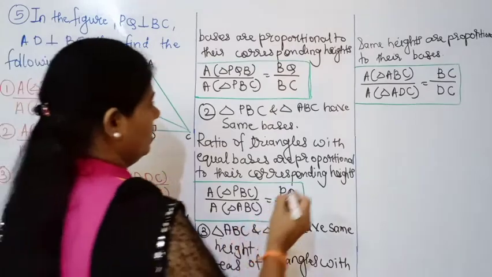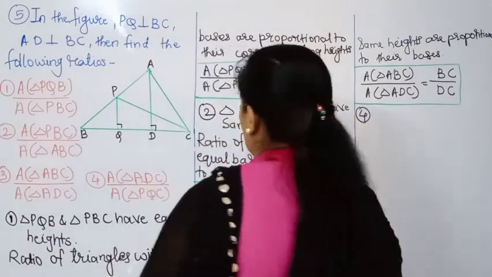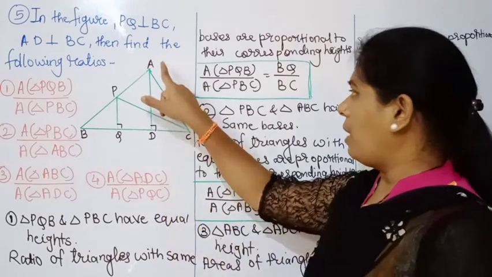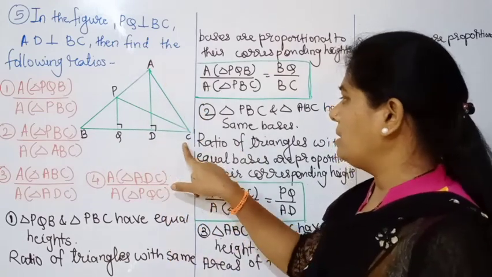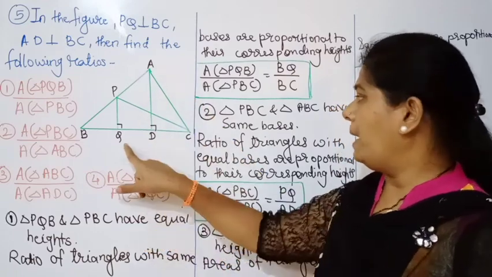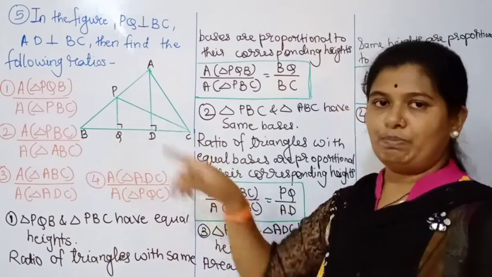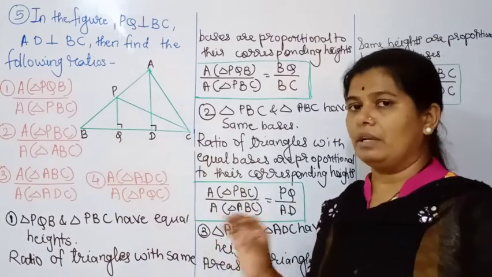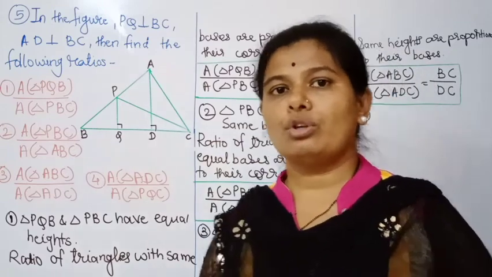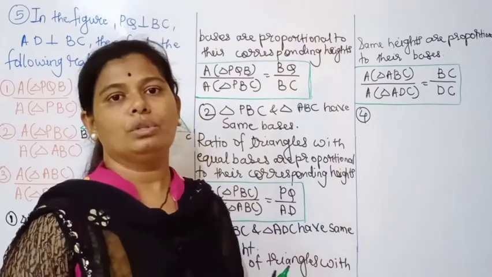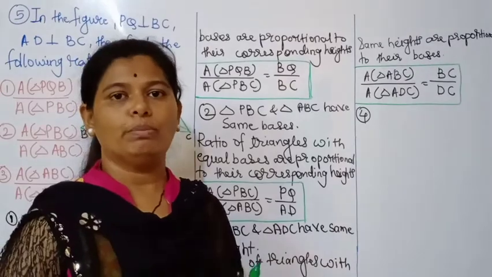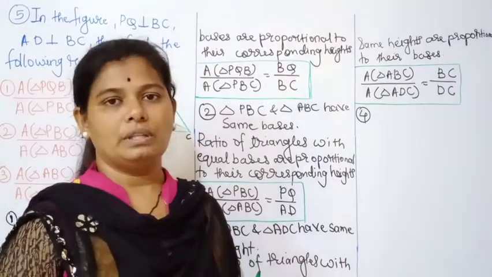Now we'll see the fourth one. So which are the triangles now? That is triangle ADC and triangle PQC. See now, ADC: the base is DC, height is AD. Next triangle PQC: base is QC and height is PQ. Now here we see that nothing is the same, neither base nor height, both are different. So the areas of triangles are proportional to the product of their bases and heights. So here we are going to consider both base as well as the height, because nothing is the same here.